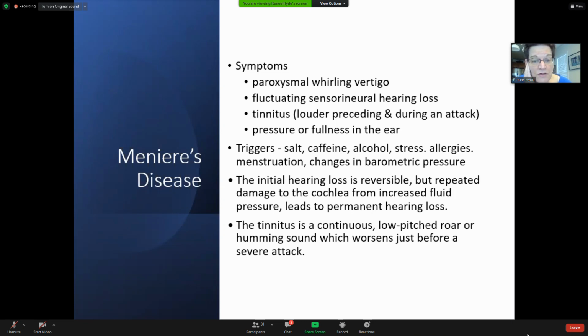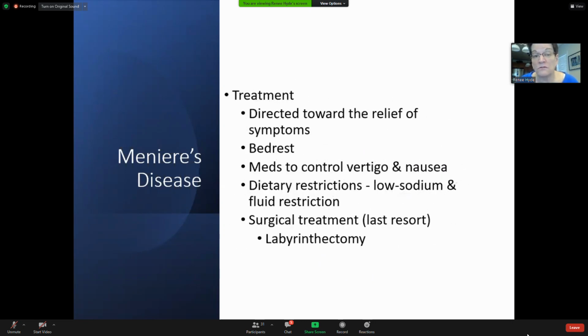Some of the triggers: salt, caffeine, alcohol, stress, allergies, menstruation, changes in barometric pressure. It's a low-pitched roar or humming sound that worsens just before a severe attack. And that humming or roar is a warning sign that these patients need to get to a place where they can lie down. Otherwise, they're going to fall over.